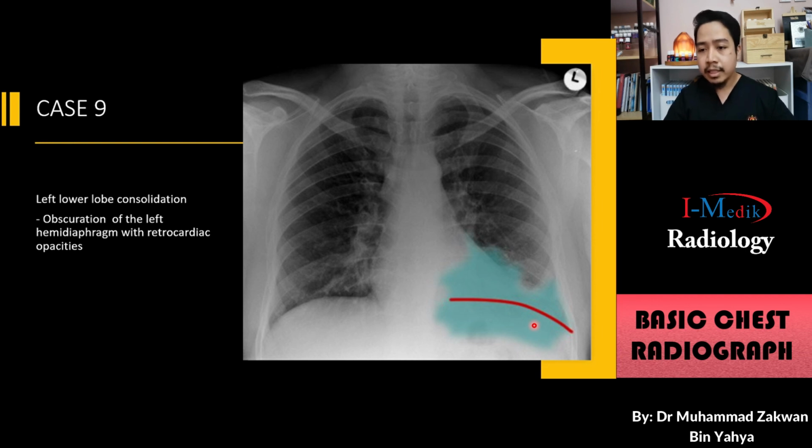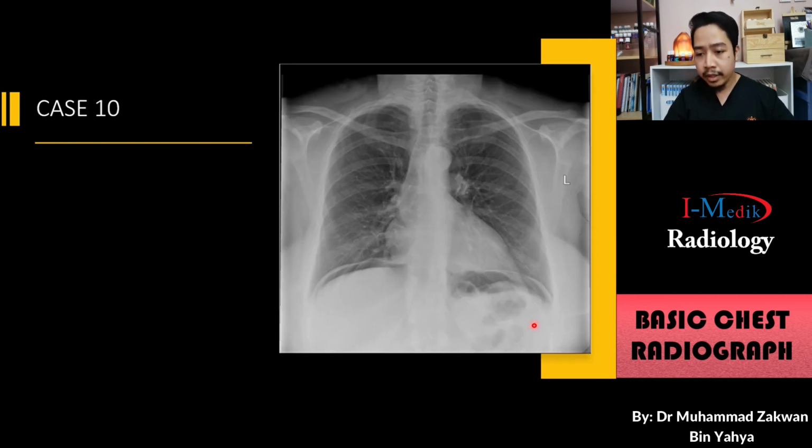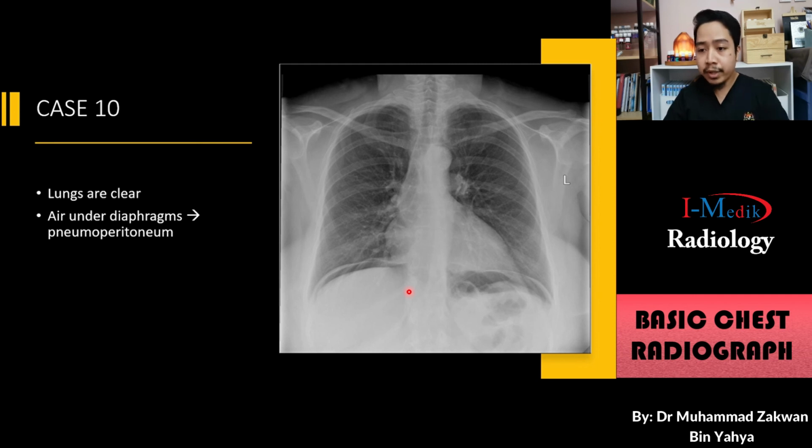Case number 10, still looking at the diaphragm. So what's abnormal here? We can see the lucent line just below the bilateral hemidiaphragm, so it is air under the diaphragm. The lung fields are clear, but what we have here is air under the diaphragm. So it is a sign of pneumoperitoneum.